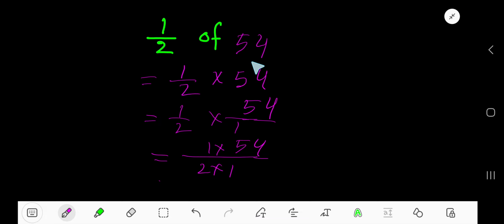Half of 54: change this "of" sign to a multiplication sign. So this is a whole number, so we need to convert this whole number into a fraction, considering 1 as a denominator. And now multiply this fraction with this fraction, multiply top number together and bottom number together. So 54 divided by 2.